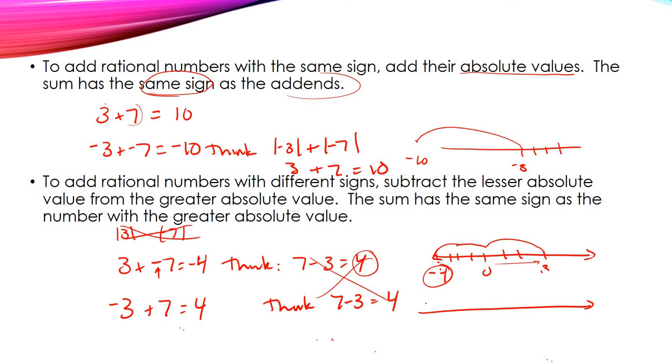Same thing here, because I'm going opposite directions. I start by going to the left 3 to find negative 3, and then I go to the right 7. I'm going to end up with the difference of the two. Okay.